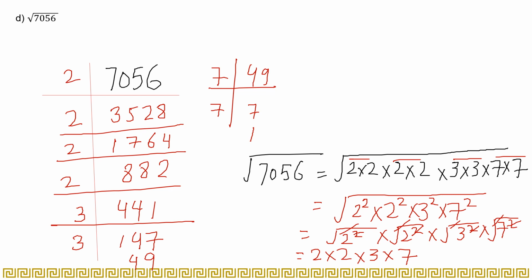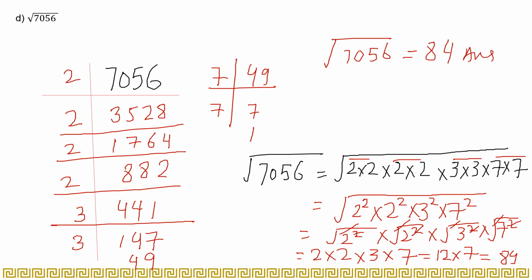Now 2 2s are 4, 4 3s are 12, and what is 12 multiplied by 7? 7 2s are 14, 84. That means the root of 7056 is 84, right? And that is, when you multiply 84 two times, you will get 7056.